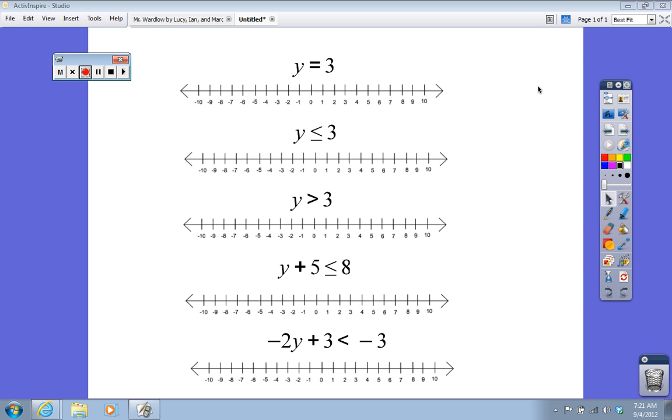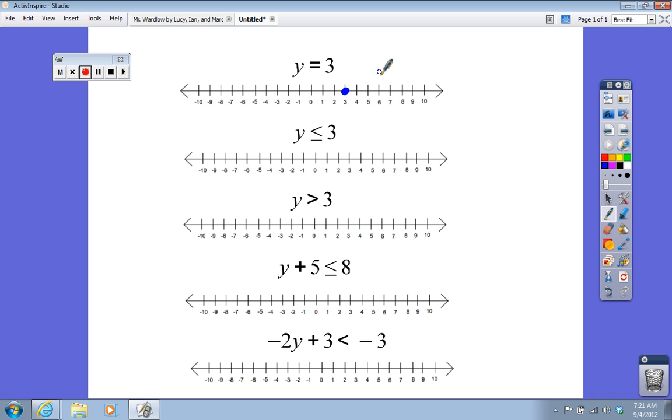Okay, we're going to graph inequalities in one variable. First, I'd like to start off with the concept of graphing an equality or an equation. For instance, y equals 3. If y equals 3, then all we have to do is go to a number line, find 3, put a solid dot on it, and we're done. That's the only solution to this equation, is y equals 3.